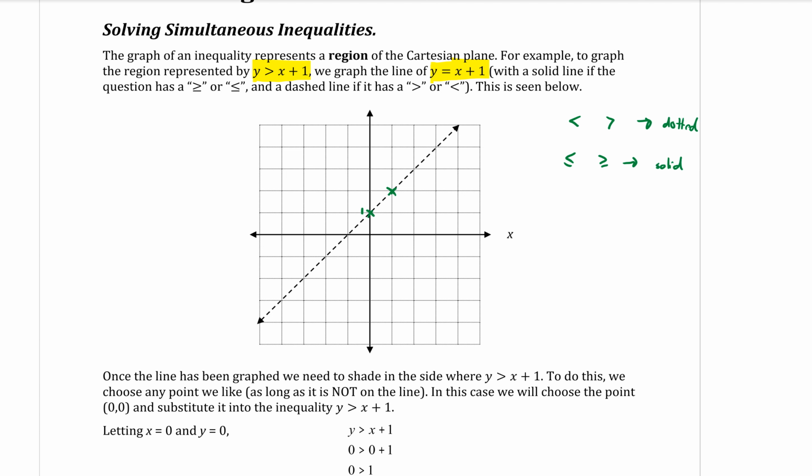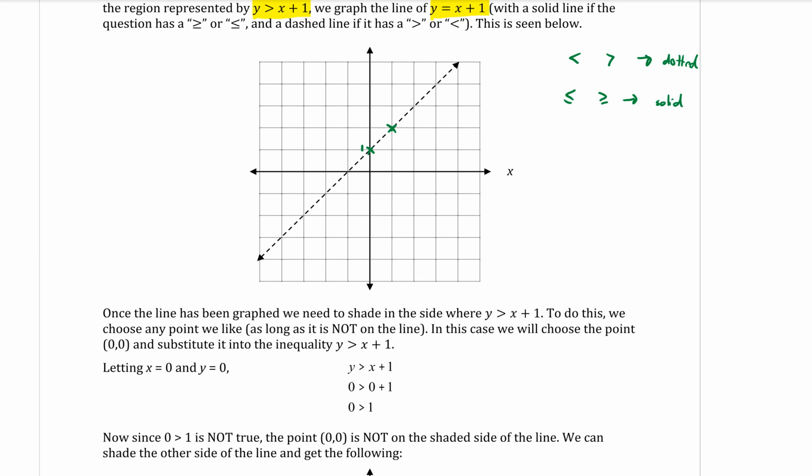Does that make sense? Okay, so this one, when I look back to the original equation there in yellow, was a greater than sign, no equal to, so that is why there's a dotted line drawn through those two crosses that I've made. Okay, so that's step number 1. Draw the line and work out what kind of line you need to draw, either dotted or solid. Then you need to work out which side of that line is going to be the region for you to shade. Now to do that, we test a point.